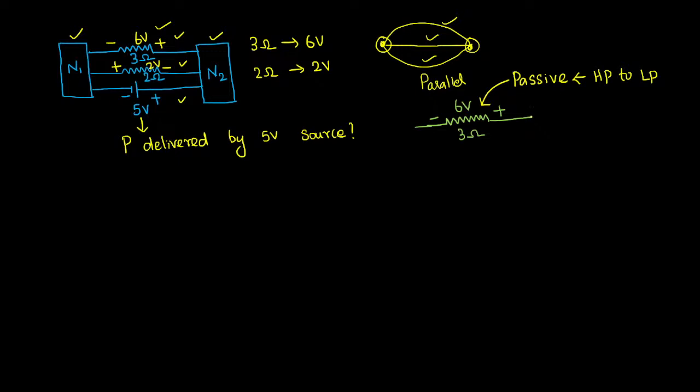So I can easily figure out from the basics that this is the higher potential point and this is the lower potential point.